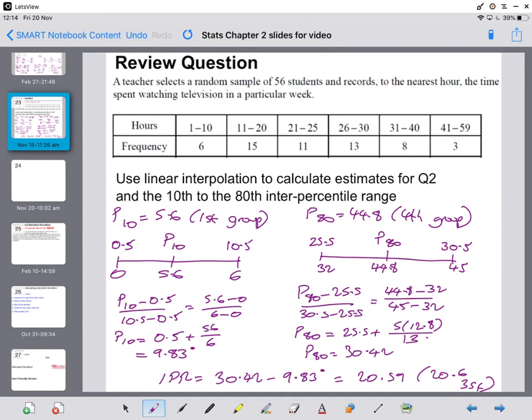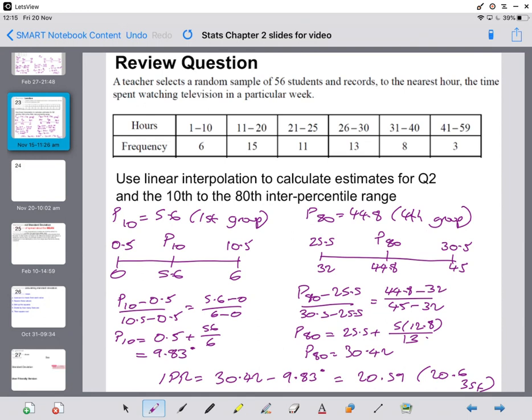Remembering the first group has bounds 0.5 and 10.5, and the fourth group has bounds 25.5 and 30.5. I've put the frequencies below that, relative to those groups. So if we go through our working out, see the working out for P10 on the left-hand side, and I've got down to an answer for that one of 9.83 recurring.